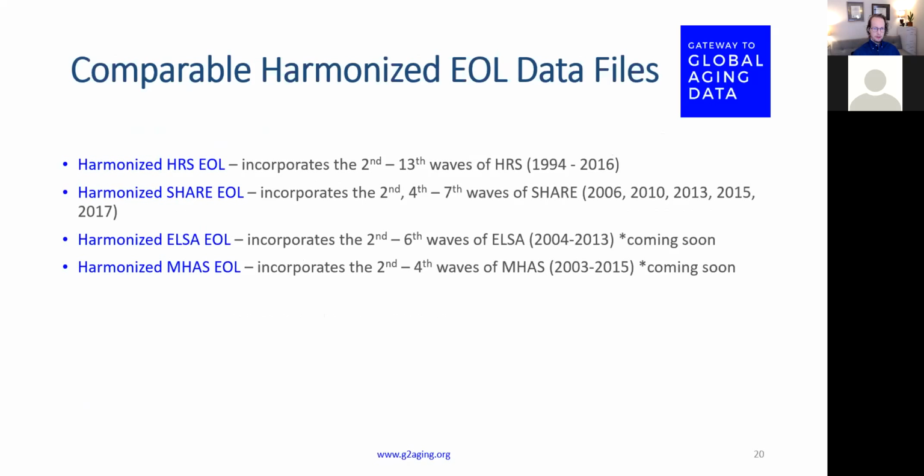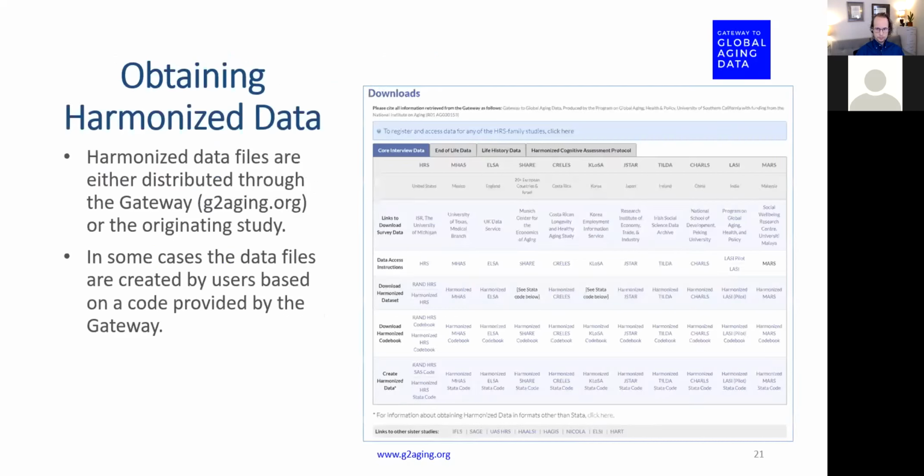And the harmonized KLOSA EOL has also some comparable data files. That includes, for the United States, the harmonized HRS end of life, for Europe and Israel, the harmonized SHARE end of life. And we have a version of the harmonized ELSA end of life that's coming soon, as well as the harmonized MHAS end of life that's also coming soon. So those cover England and Mexico.